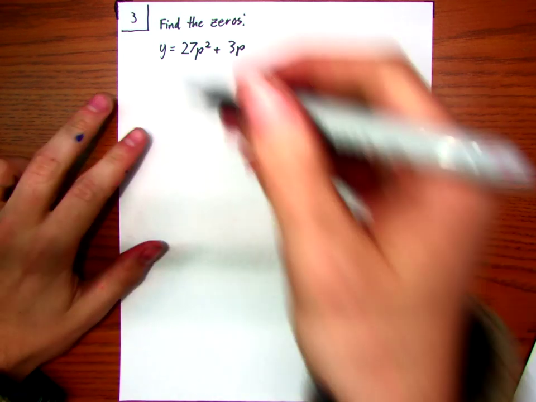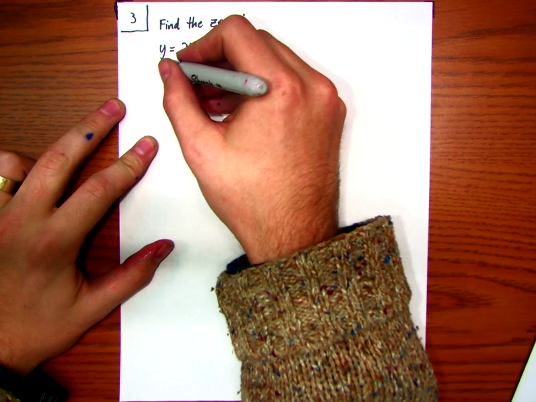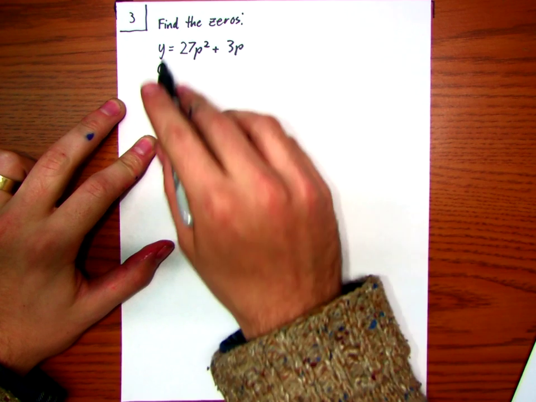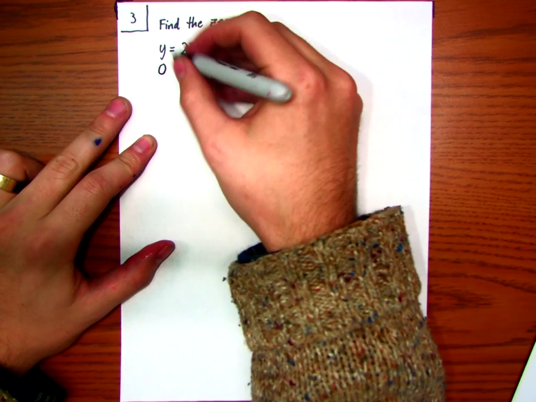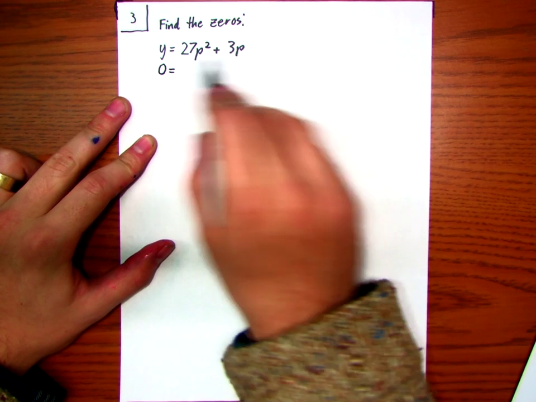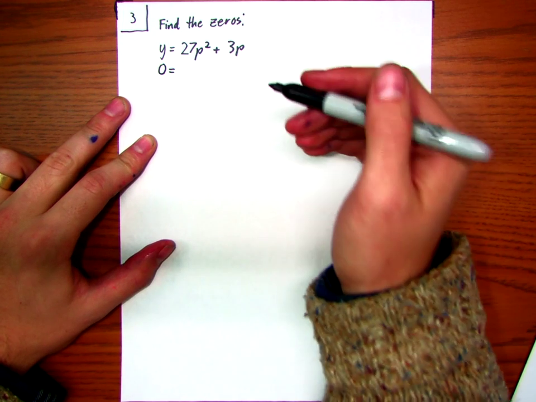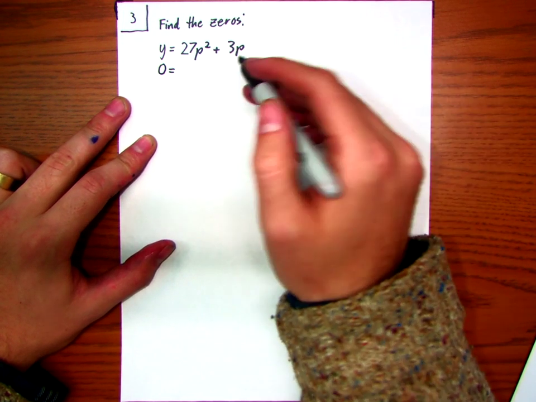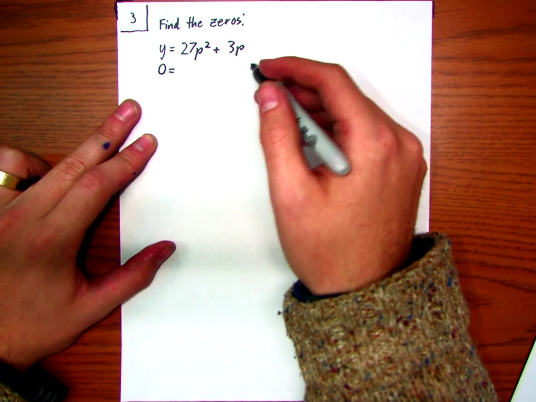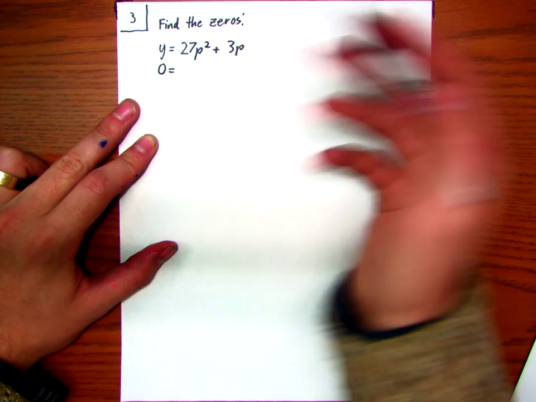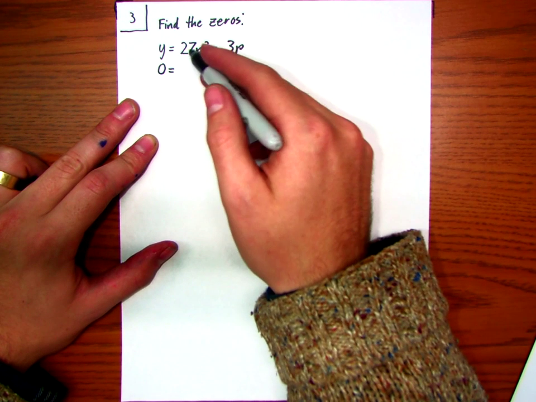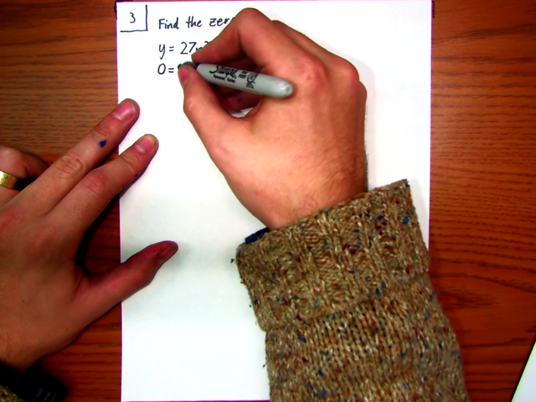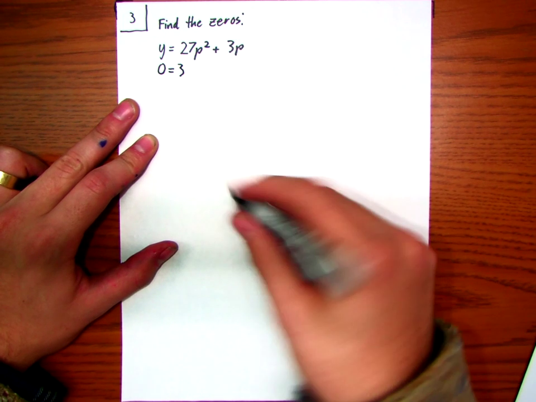Alright guys, here's a finding the zeros problem. Remember, a zero is an x value where y is equal to 0. So I'm going to make y equal 0, and then I'm going to try to factor this polynomial. The first way that you always try to factor, whenever you need to factor, is to see if there's a greatest common factor. So I'm looking at 27 and 3, and I notice that 3 can divide out of both of those numbers. So 3 is part of my greatest common factor.